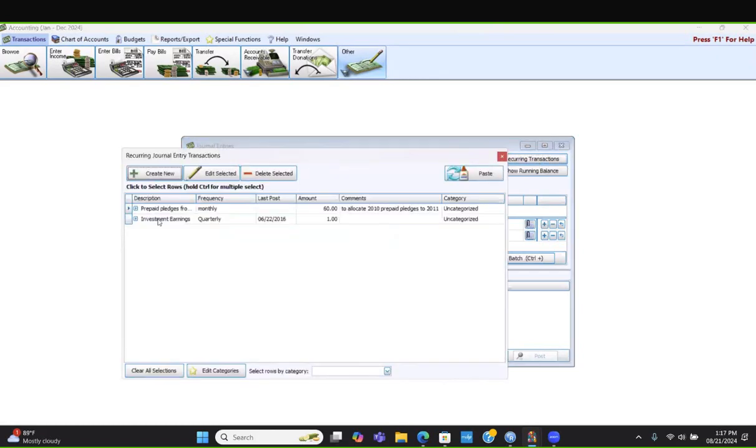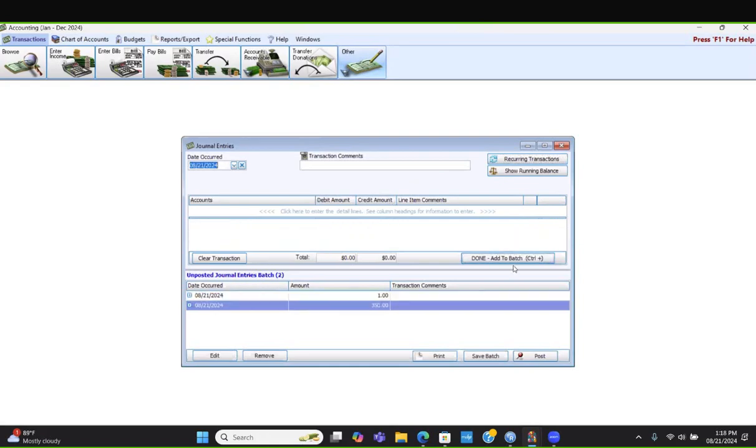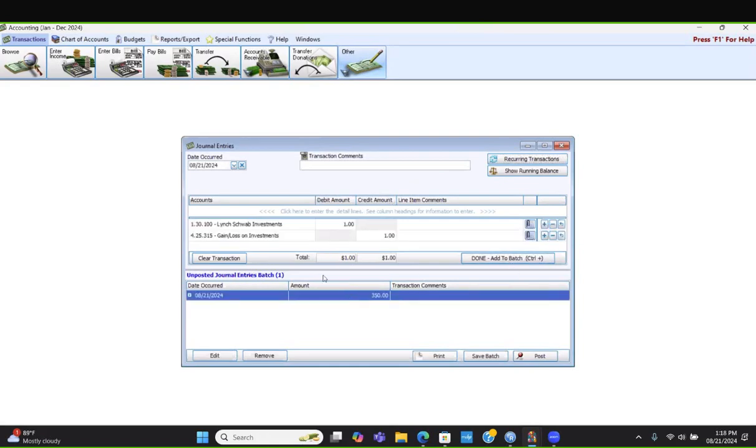Do I have anything in here? Oh, I do. Prepaid pledges and earnings on investments. So yeah, let's say I've got earnings on investments. So here I click that. We're going to paste that over. We're going to click Done Add to Batch on our current journal entry, and we're going to move this one back up here.